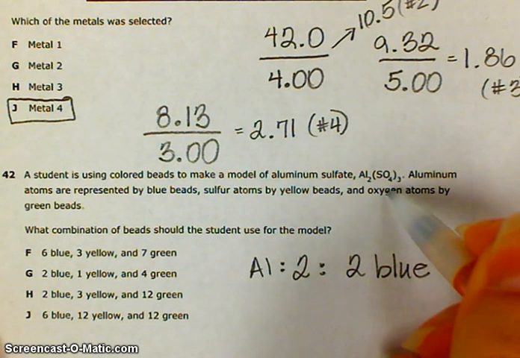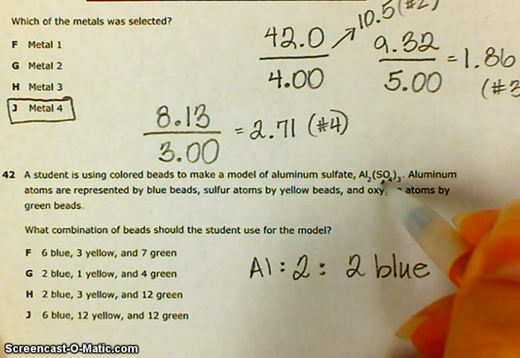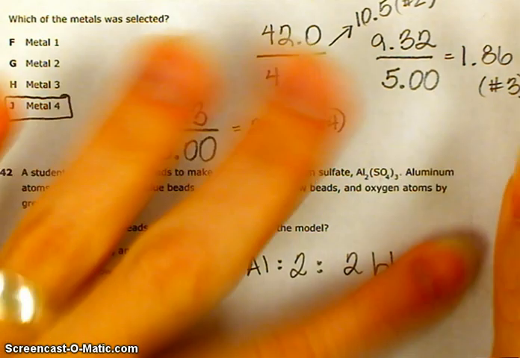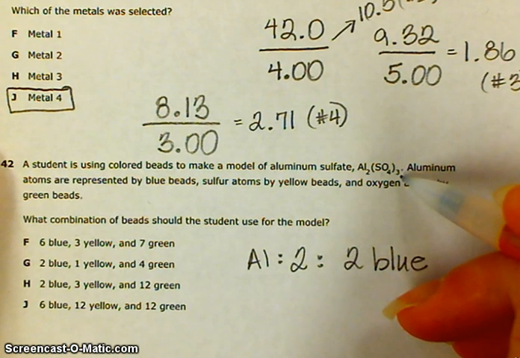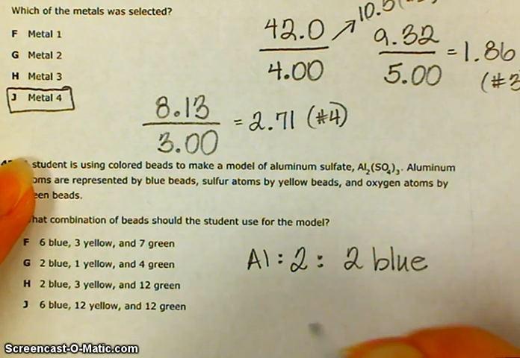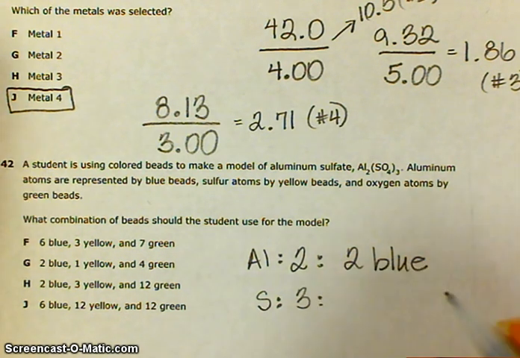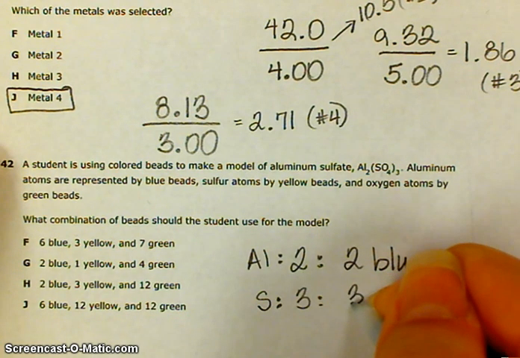Sulfur, remember, has a subscript of 1 inside the parentheses even though it's not written. So a subscript of 1 times the subscript outside, which is a 3. So for sulfur, you've got a total of 3. And sulfur are yellow beads, so you're going to have 3 yellow.